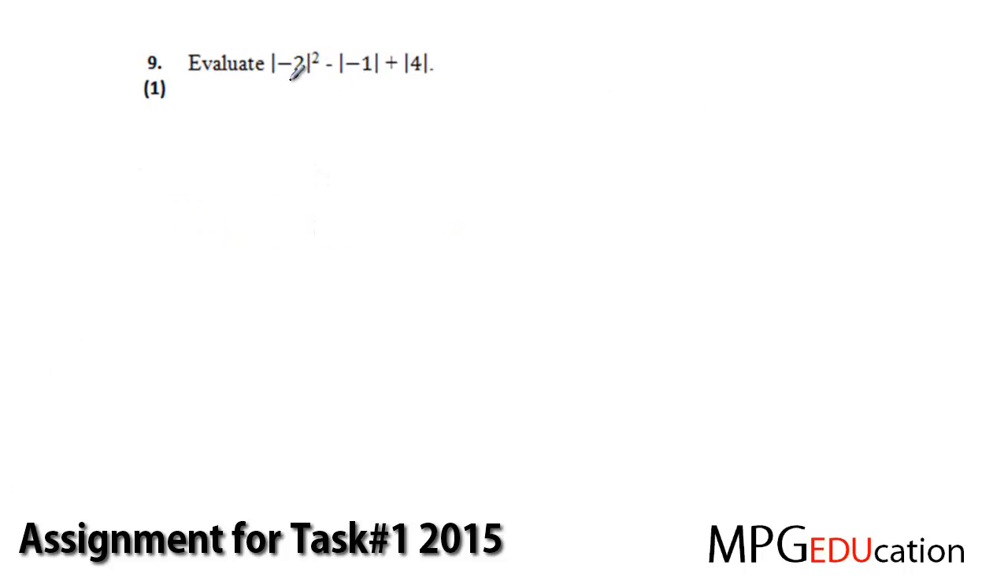Absolute value question. Do the absolute values first. So this would become, the absolute value of minus 2 is 2, so this would become 2 squared minus, this would become 1, and this would become 4. 2 squared is 4, so 4 take away 1 plus 4 should give you an answer of 7. 1 mark there. Always perform the absolute value first.